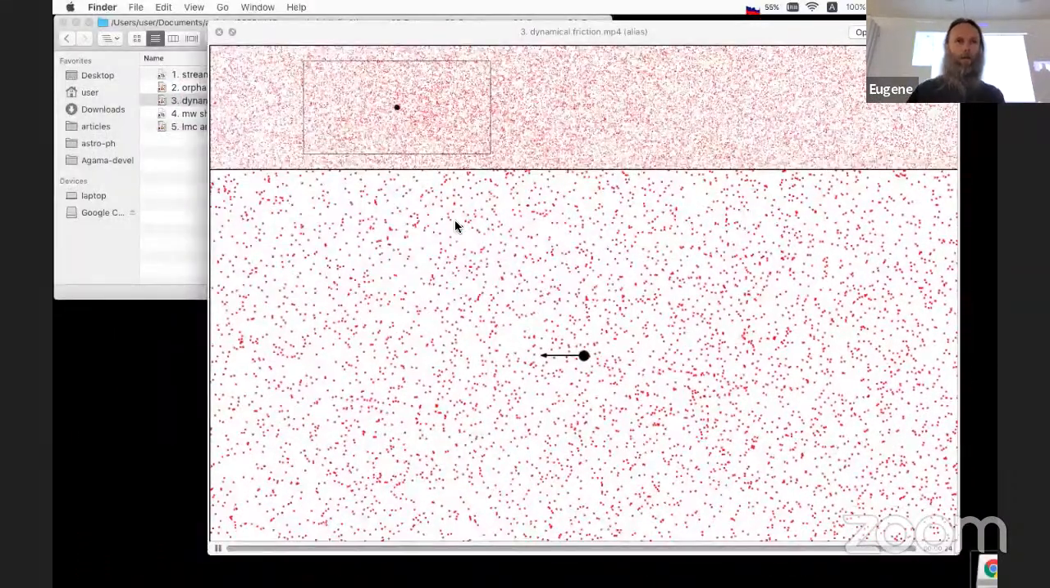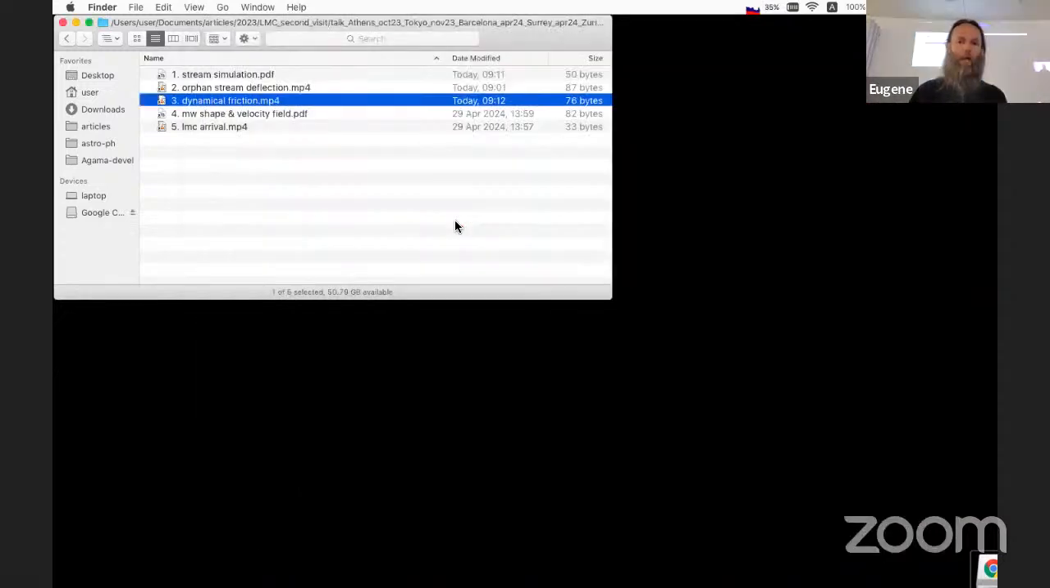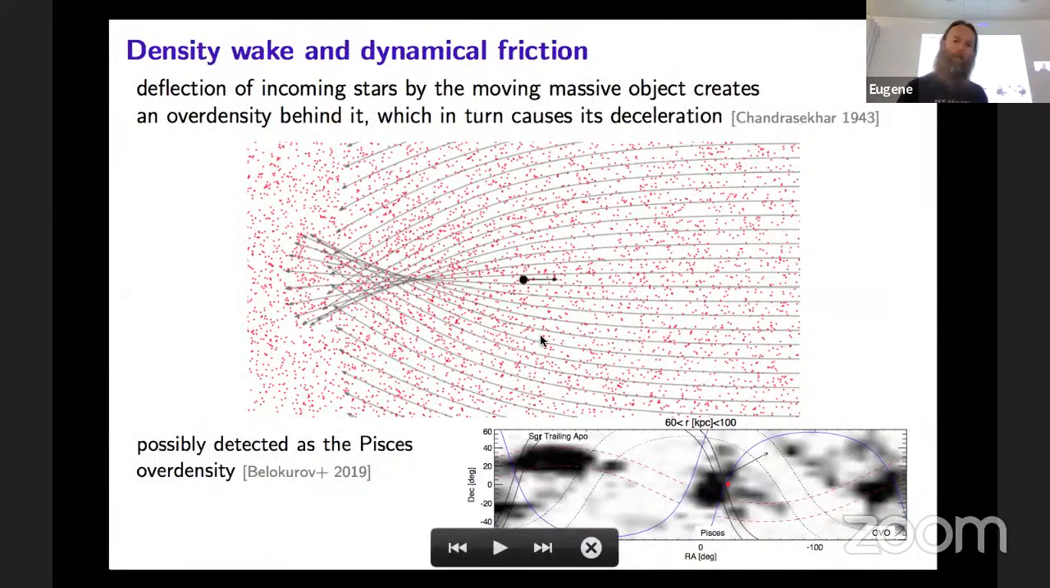So this overdensity naturally creates a gravitational pull and slows down the moving object. So that's the essence of the dynamical friction phenomenon. And for the LMC, it would be making its orbit tighter, but also it will create this overdensity behind the trajectory of the LMC. That's the expectation. Do we see it? Yes.